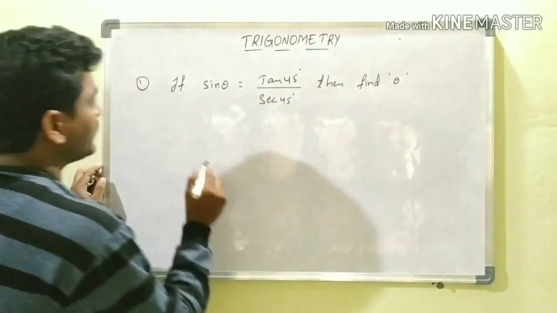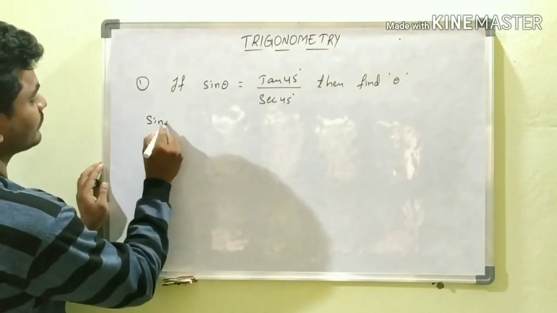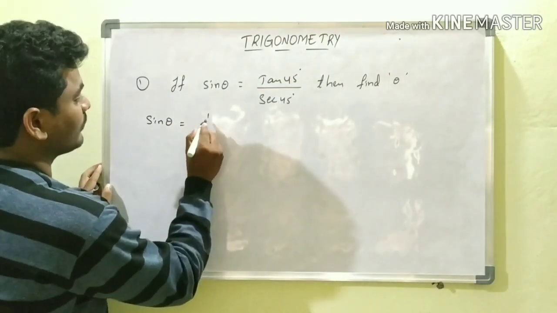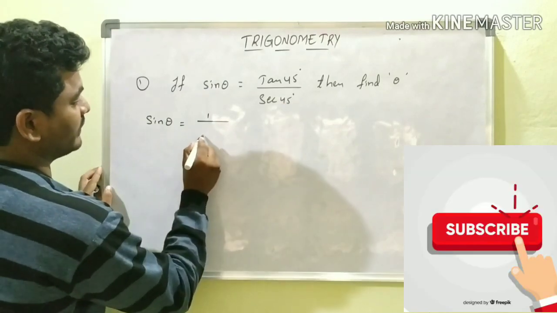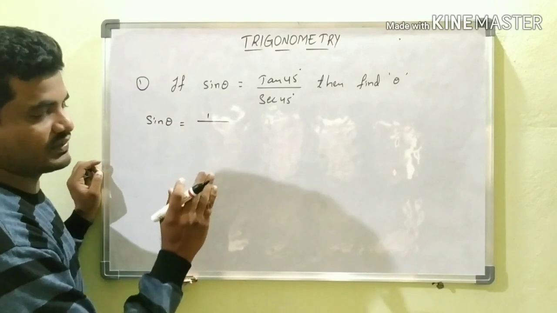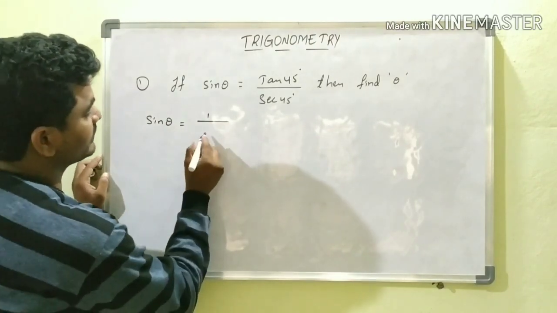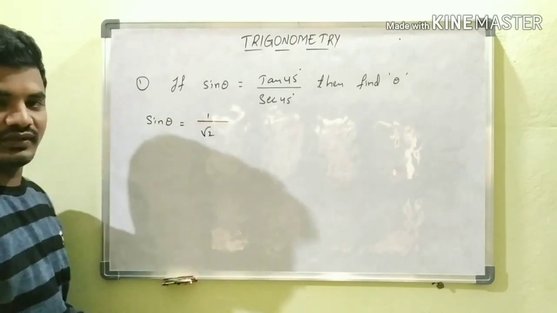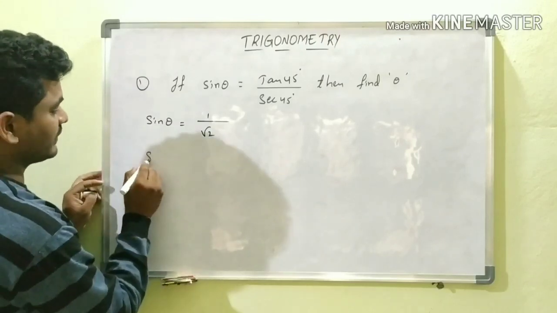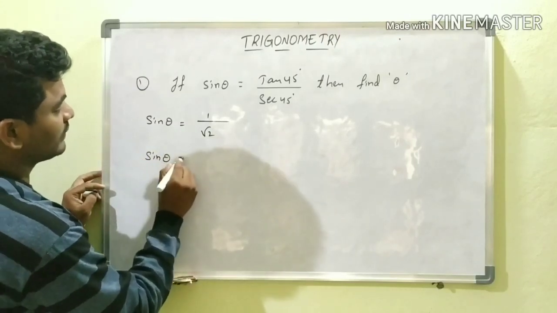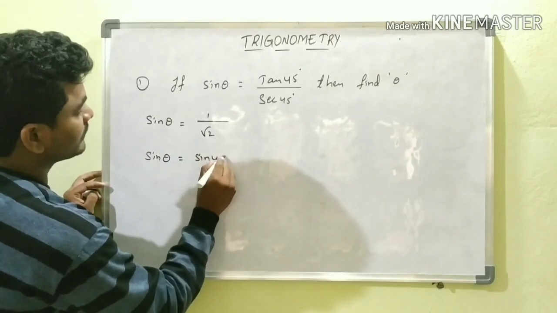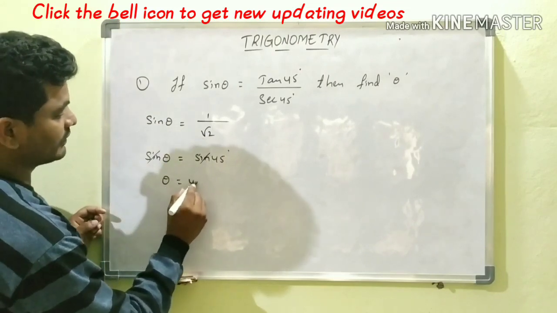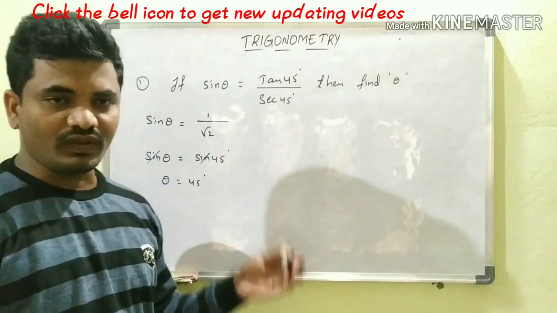Here sin theta equals tan 45, which we know is 1, and sec 45 we know is the reciprocal of cos 45, which is 1 by root 2, so it becomes root 2. The sine table gives 1 by root 2 at sin 45 degrees. So you can write sin theta equals sin 45 degrees. Sin gets cancelled. Theta equals 45 degrees. This is the first method.